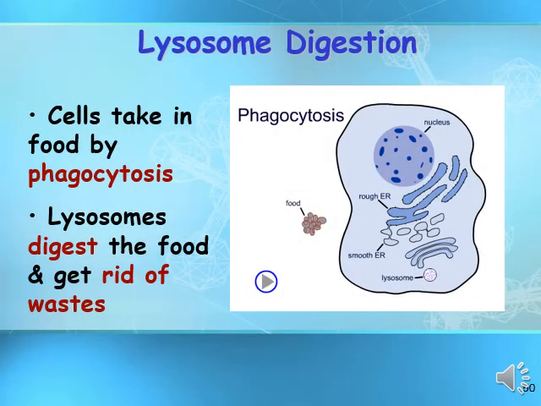Lysosome digestion. Cells take in food by phagocytosis. Food can enter inside the cell through phagocytosis. Lysosomes digest the food and get rid of waste through exocytosis.